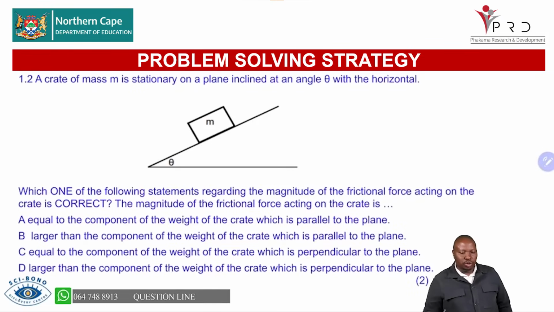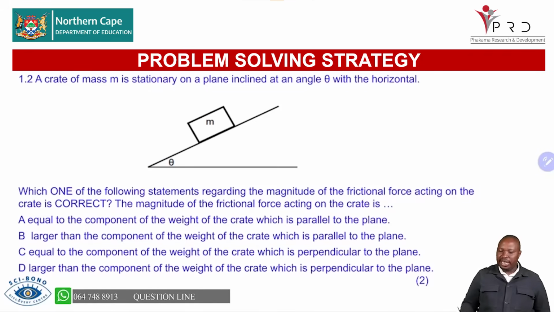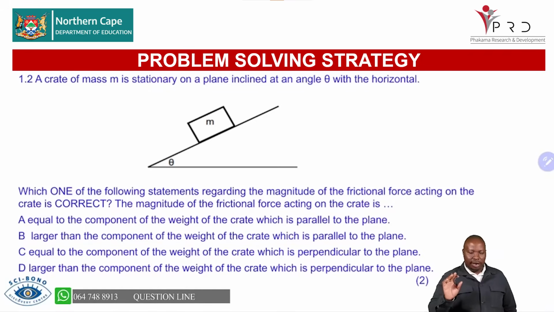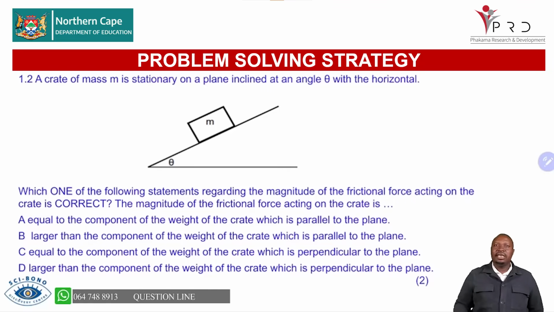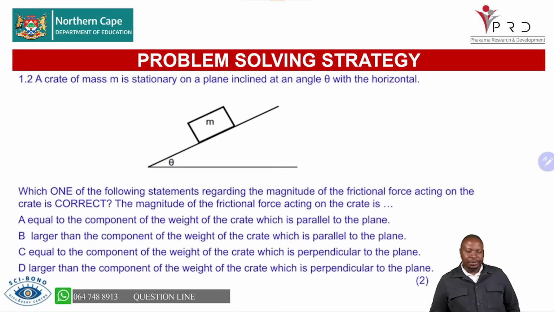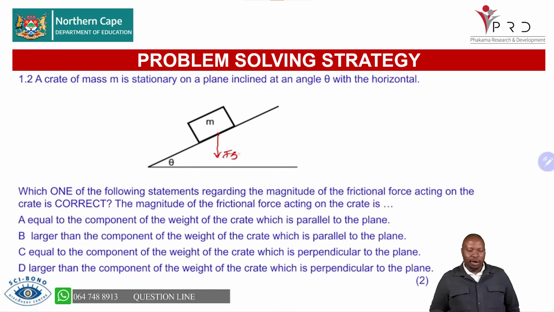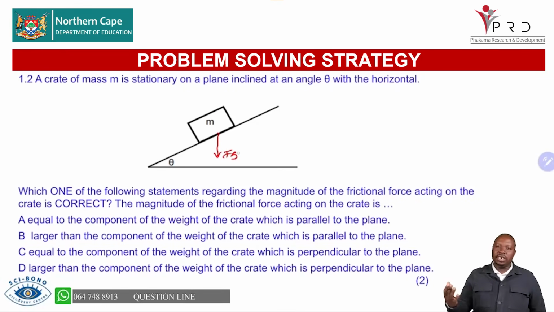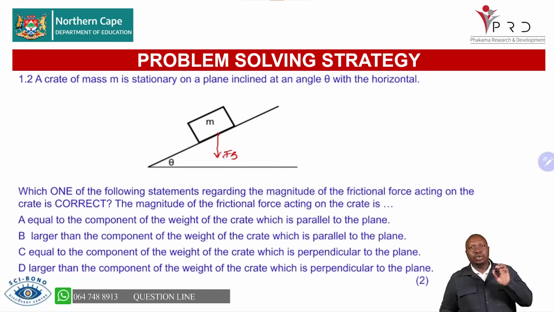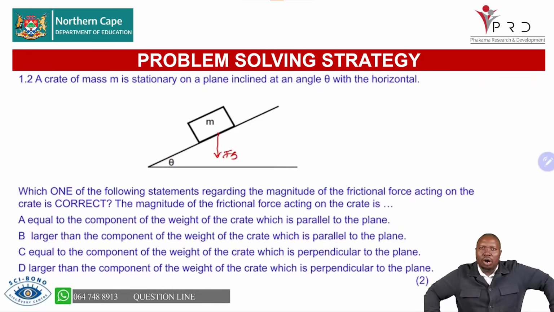Now for 1.2, we are saying a crate of mass M is stationary. Remember, the main thing when you see an object like that on an incline is to first see the forces that are acting on that particular object. You have to understand that we always have a force that is straight down, which is your Fg. But because this Fg is at a certain angle, we are going to resolve it into components. Remember, when you're drawing the free body diagram, you don't have to resolve your forces.